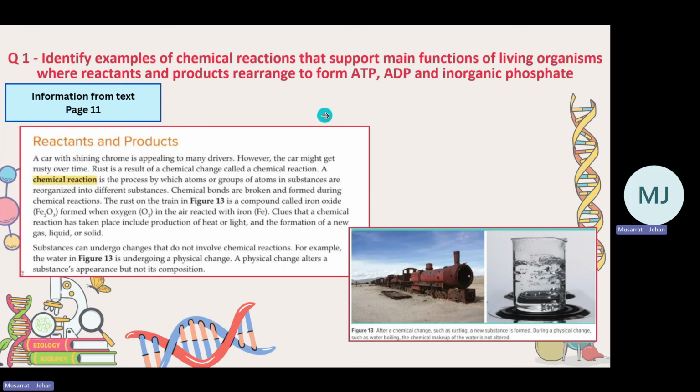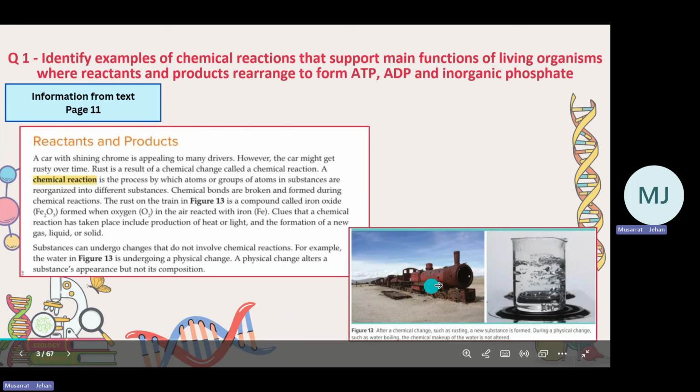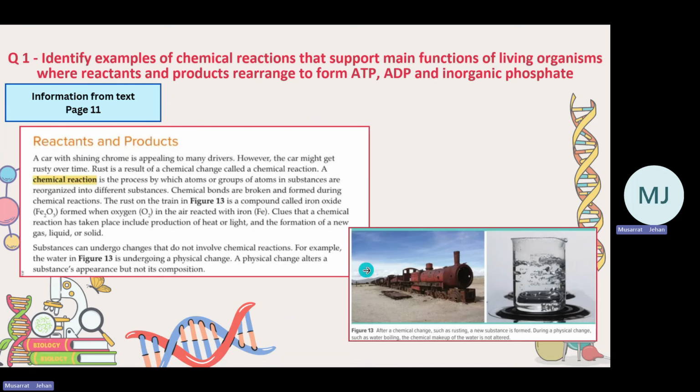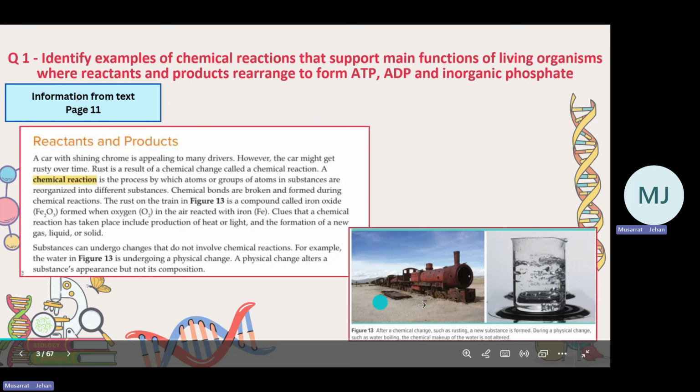Before you come to reactants and products, you should know what a chemical reaction is. A chemical reaction is a process in which atoms or groups of atoms rearrange and form new substances. Some bonds are broken and new bonds are formed in a chemical reaction. For example, in this picture you can see a chemical reaction taking place. Rust is being formed. Rusting is a chemical reaction.